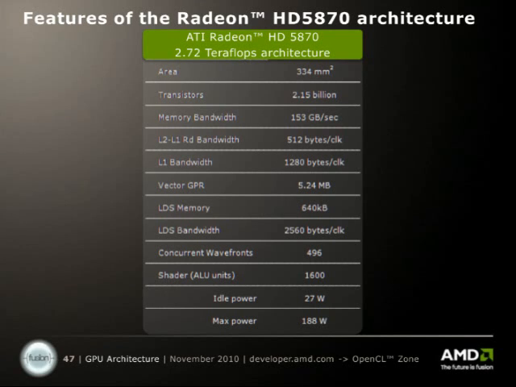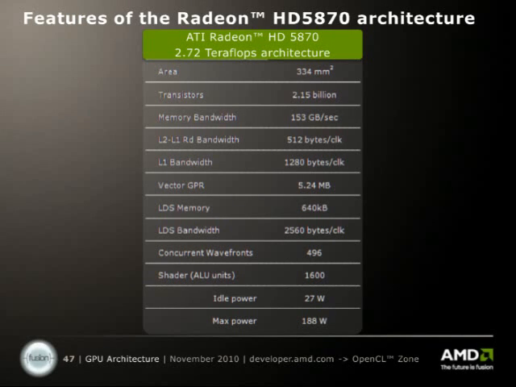So, as a general summary, it's a 2.72 teraflop architecture at absolute peak in single precision, and a little under 550 gigaflops double precision in 2.15 billion transistors. So note in particular the 2,560 bytes a clock of LDS bandwidth, which is about 2.1 terabytes a second.